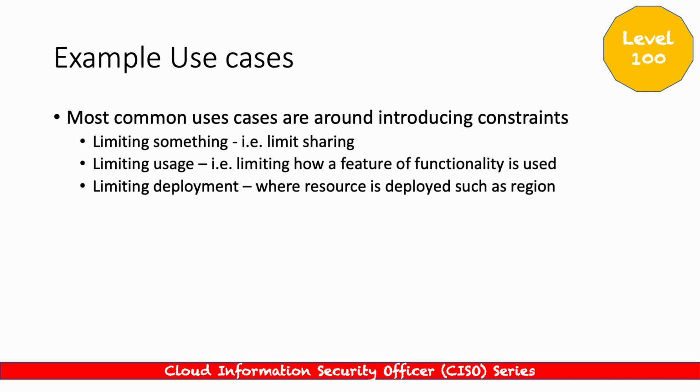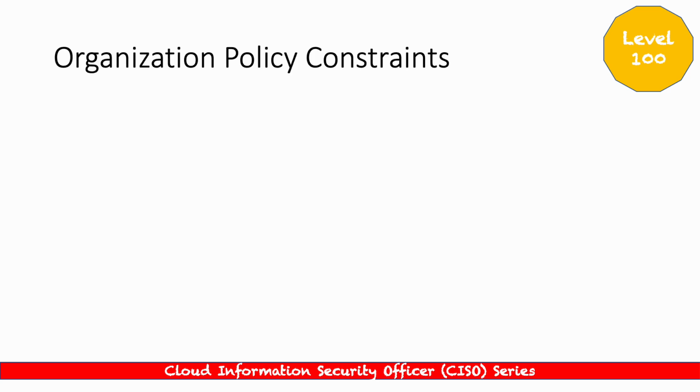Where the resource is deployed, such as the region. So for example, if you're looking at compliance and you want to deploy something outside of the EU region, something like GDPR may be an important aspect of the organization, or the California Privacy Act or something like that. Then you can use organization policies to control where that resource is deployed to make sure it's compliant.